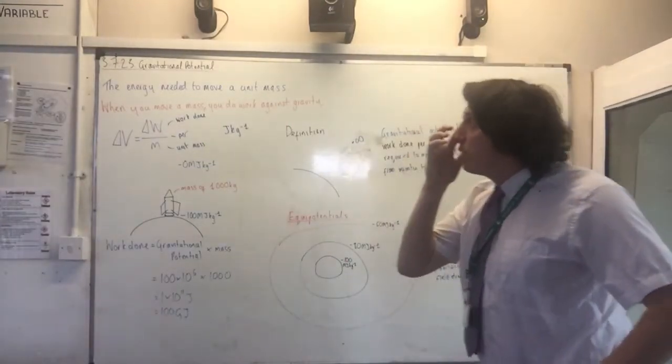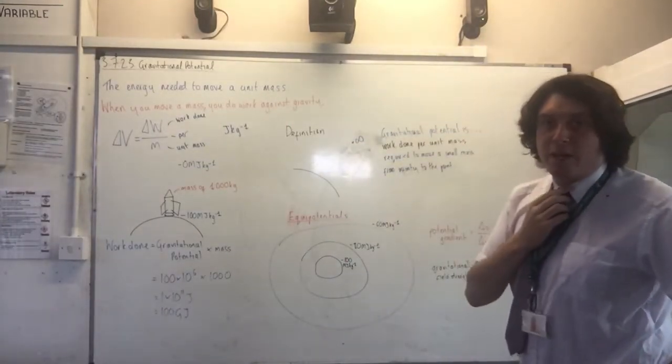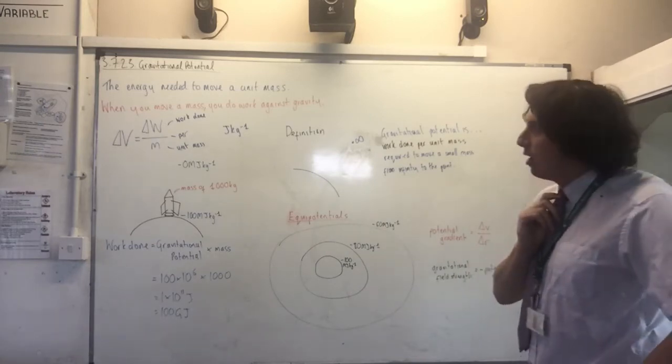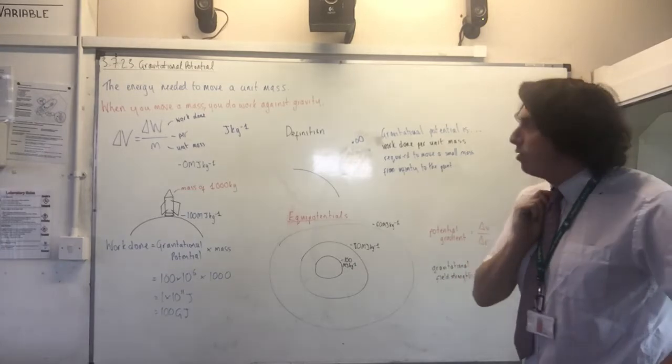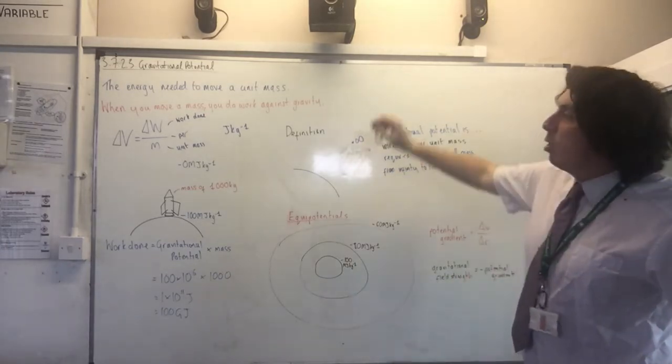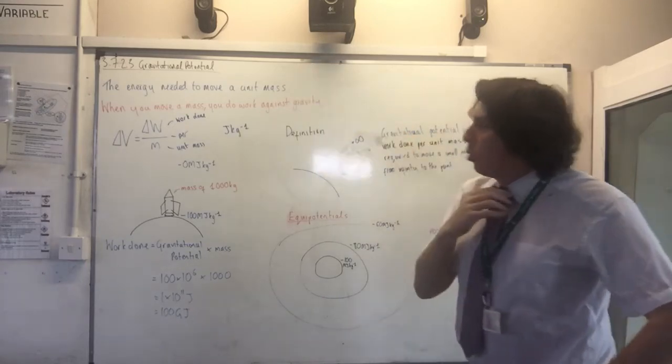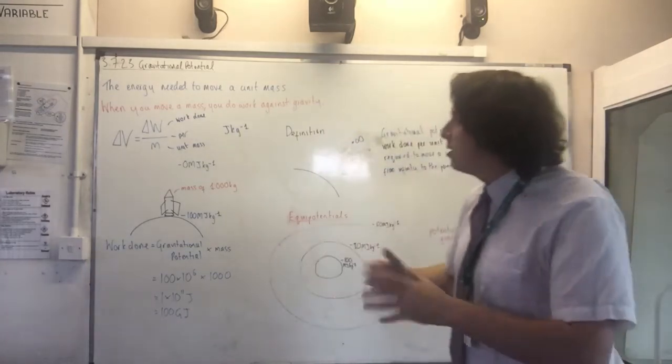So, gravitational potential will probably be a familiar concept for you from GCSE. However, at A-level we need to start to look at a few different things here. Okay, so you may already have the idea that gravitational potential is the energy required to move something with mass.